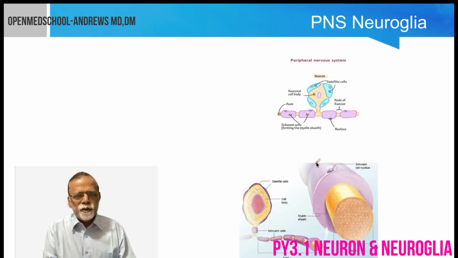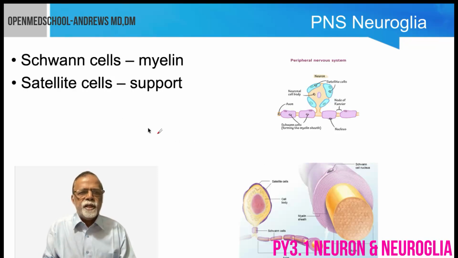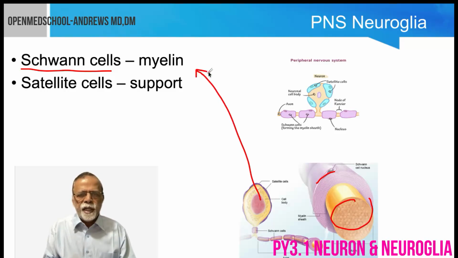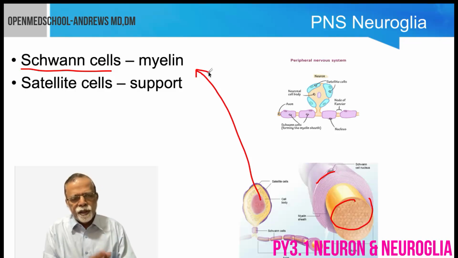Then comes the peripheral nervous system. The neuroglia in the PNS are different from the central nervous system. There are two types of supporting cells. One is the Schwann cells. The Schwann cells are concerned with myelination. So this is the nerve. It has got a protective covering. This covering is formed by the Schwann cells. So remember, the myelin in the peripheral nervous system is formed by Schwann cells. In the central nervous system, it is by the oligodendroglia. That is why in demyelination, that is disease affecting the myelin, the central nervous system disease will not affect the peripheral nervous system.